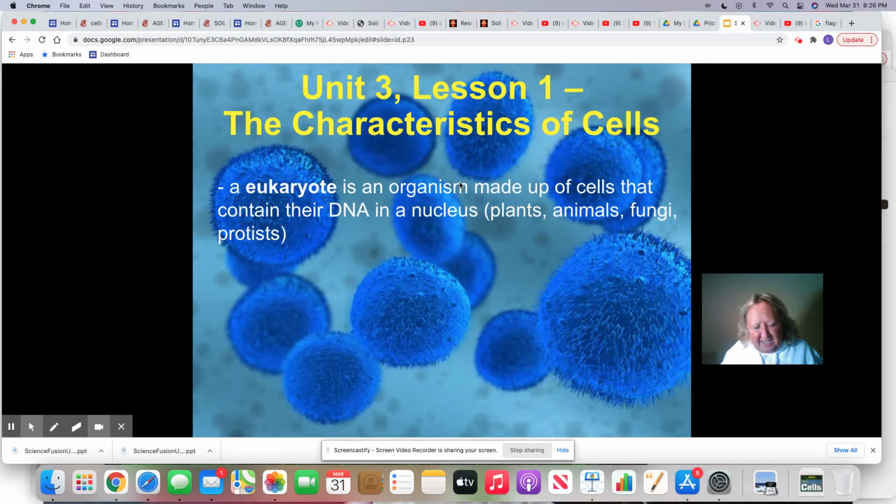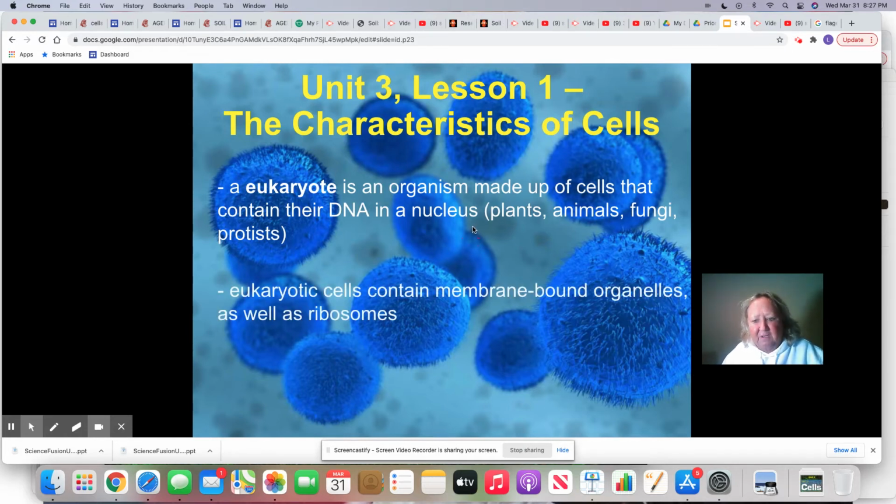The type of cells in the things you are most familiar with are called eukaryotes, and that's how we're going to remember it. You have eukaryotic, or eukaryote, cells. Those cells have their DNA in the nucleus. So there is a nucleus. We're looking at plants and animals. We are considered an animal. So plants and animals, fungi, which is mushrooms to you, and then something called protists.